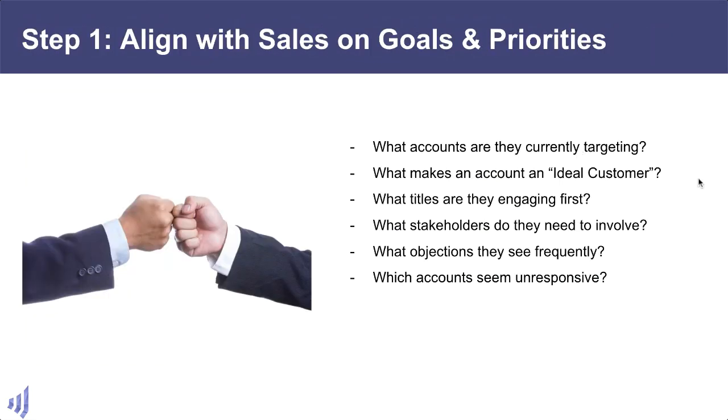So let's go with step one. The first thing you want to do when you decide that you want to implement an account-based marketing program is you have a meeting with someone from sales, and you start looking at what the goals and priorities are. First, we want to understand what the ICP is. So what accounts are they targeting? But the best way to understand the ICP is to look at your current customers.